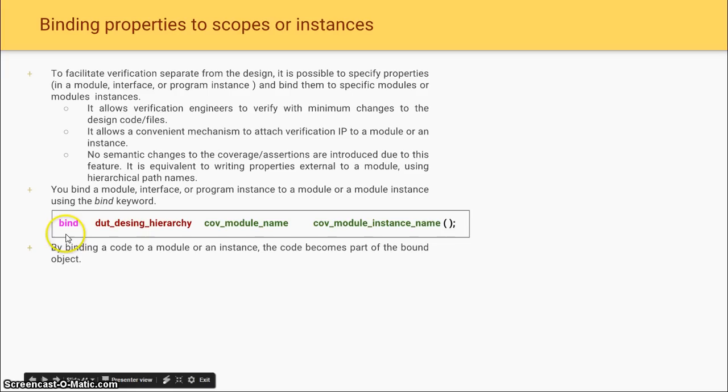We use a SystemVerilog keyword called bind, and this is the syntax for that. Use the keyword bind, then specify the design hierarchy to which you want to bind the new module, this is your coverage module name, and this is the name of your coverage module instance. We will see an example in the next slide. Also, you can bind a module or an interface or a program instance to a module or a module instance. That means this DUT design hierarchy can be either a module or an interface or a program instance.